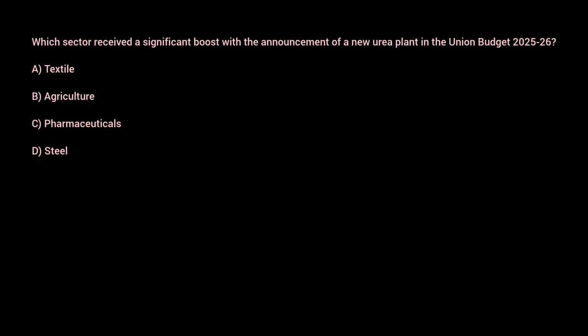Which sector received a significant boost with the announcement of a new urea plant in the Union Budget 2025-26? Option A textile, option B agriculture, option C pharmaceuticals, option D steel. Here the correct option is agriculture.